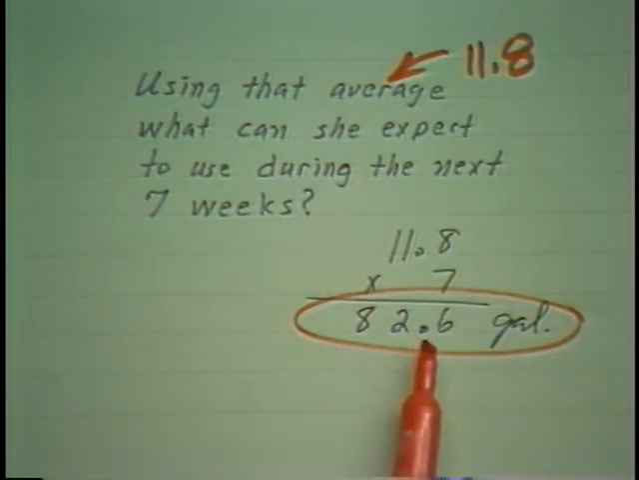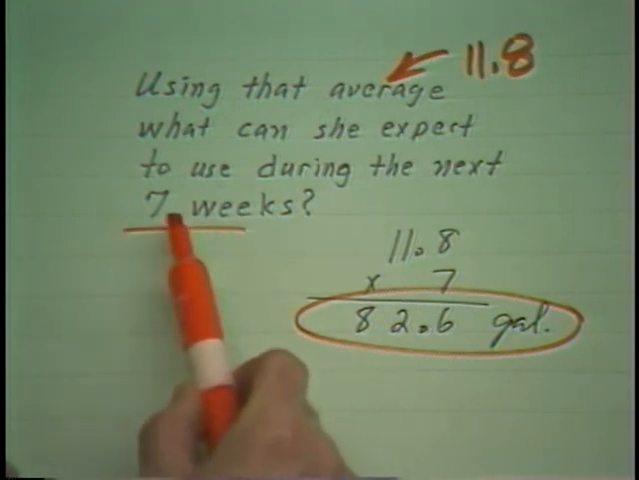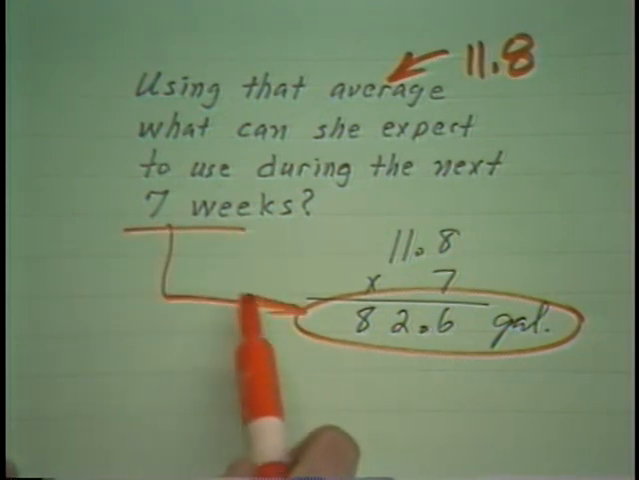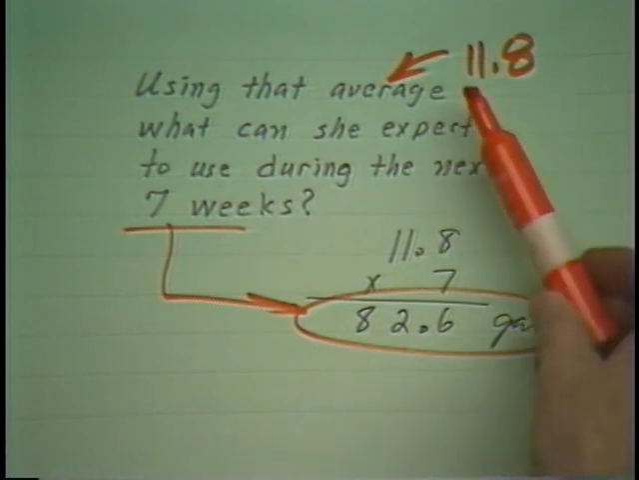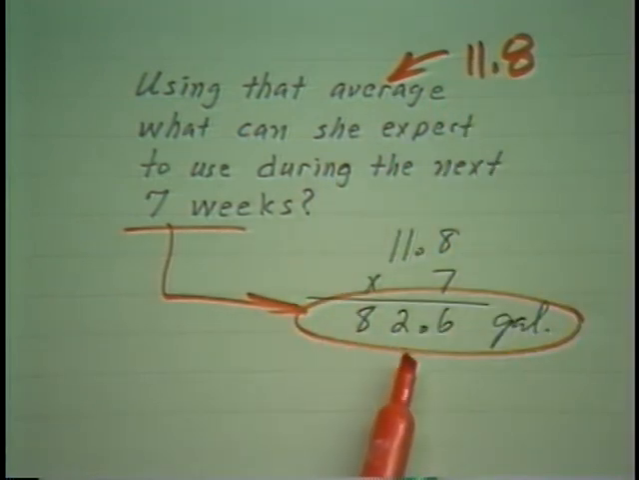Now this might not be correct. We're only estimating into the future, but experience has found that using that average will give you the best estimate. And that is one of the main reasons for using averages, to use a number from the past to give us a best estimate on a future situation.